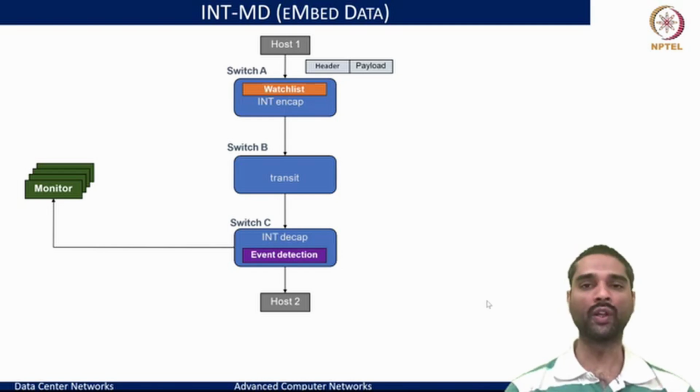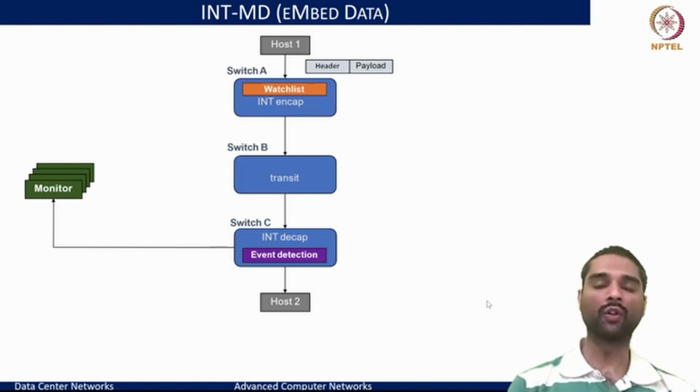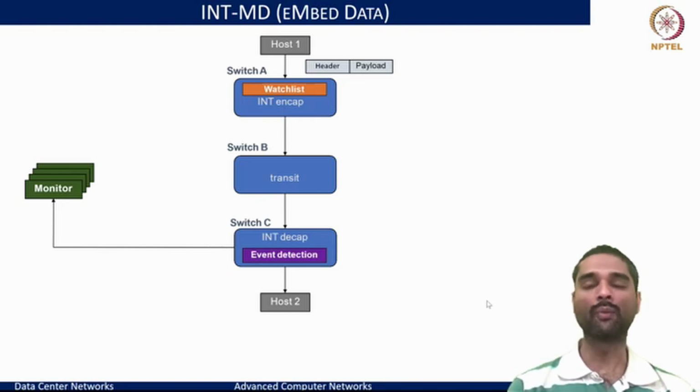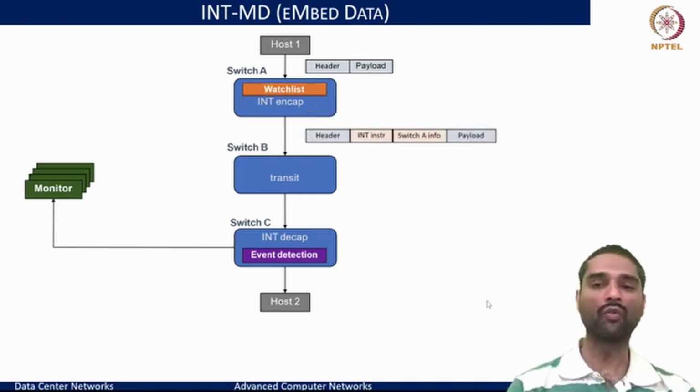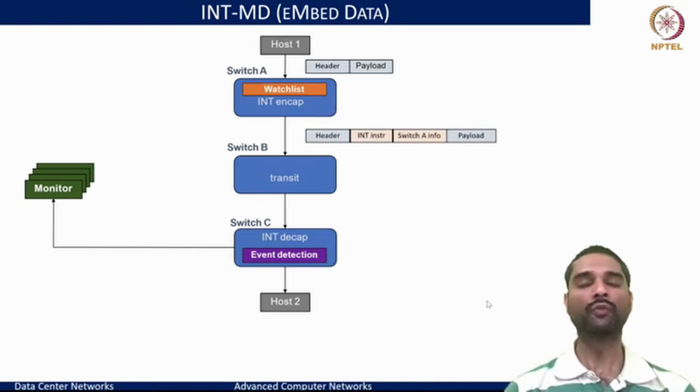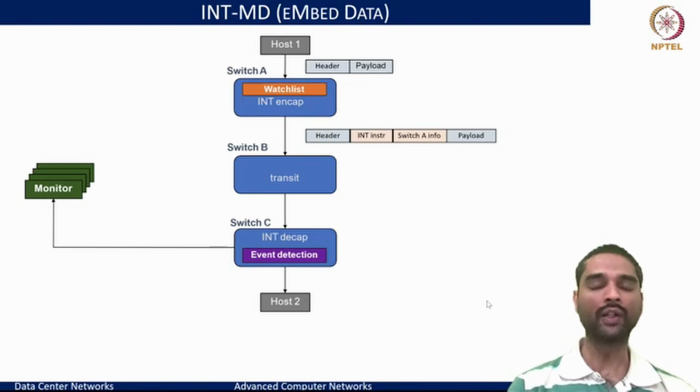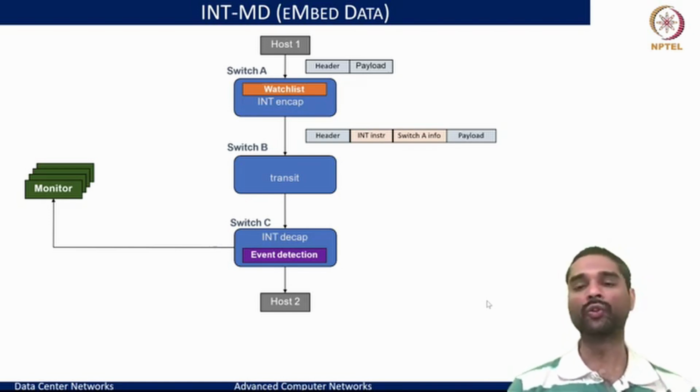As it reaches switch A, it would look up its watch list and identify whether this header matches any of the entries in the watch list. If there is a match, it would then pad the corresponding instructions that it needs to follow, in terms of what we want to monitor and what events we are looking out for with this specific kind of packet, and add that information to say that we now want these packets to be processed with these kinds of instructions. And for these instructions, what is the information that you have at switch A? That gets padded as the INT instruction header and the info of switch A, which actually processed this information. In this terminology, switch A is the ingress switch at which the INT monitoring starts.